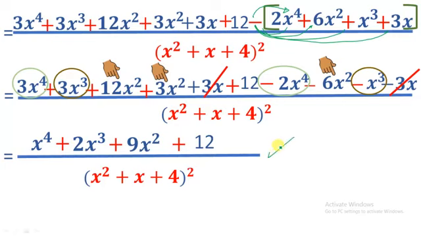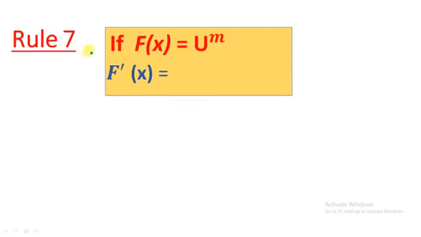We only simplify the numerator and pay attention: after minus we must open a bracket, because in the next step we will enter this minus into the bracket to change the signs inside the bracket. Finally, let's remember the two rules. Rule 7 is if the function f of x equals u to the power m, then the derivative f prime of x is the power multiplied by u to the power m minus 1 multiplied by u prime, where m is the power, u is the function, and u prime is the derivative of u.